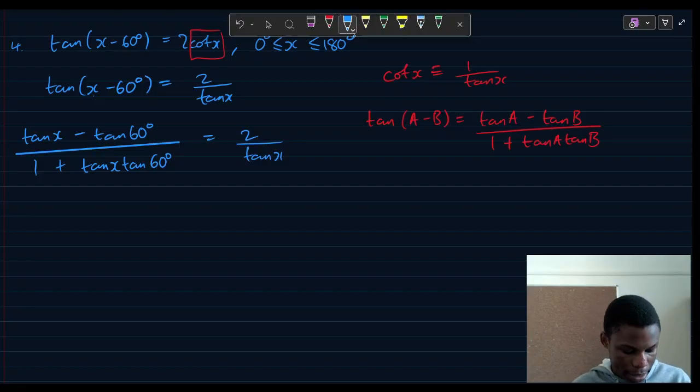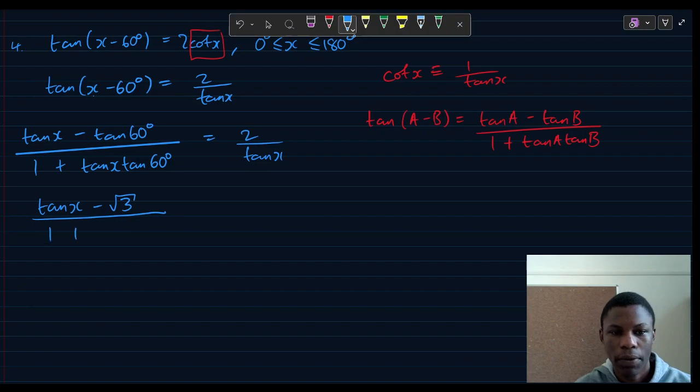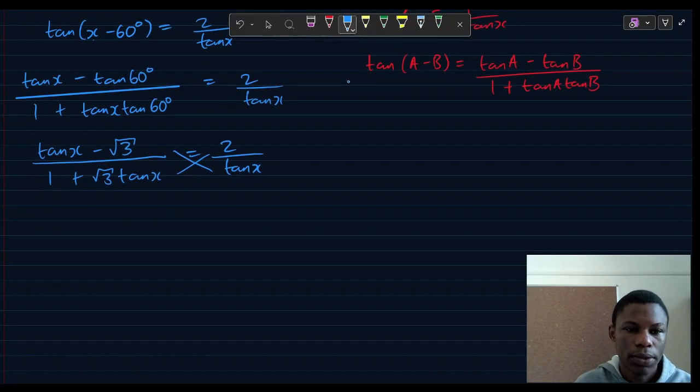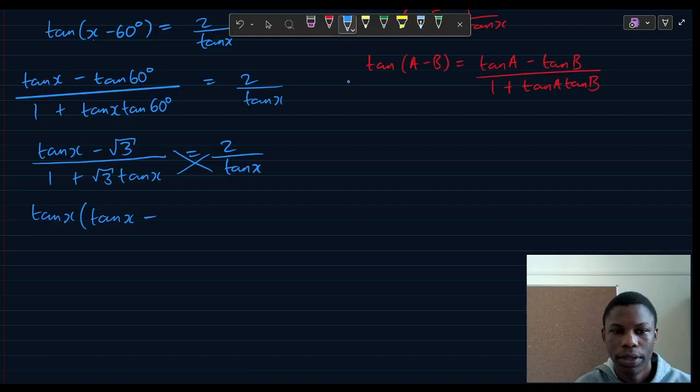And if you punch tan 60 degrees into your calculator, this should give you an exact value. And indeed it does. It gives us root 3. So wherever there's a tan 60, replace with root 3. So tan x minus root 3, over 1 plus root 3 times tan x, and this is all equal to 2 over tan x. Now we can cross multiply. So we've got tan x multiplying the tan x minus root 3. And this is equal to 2 times 1 plus root 3 tan x.